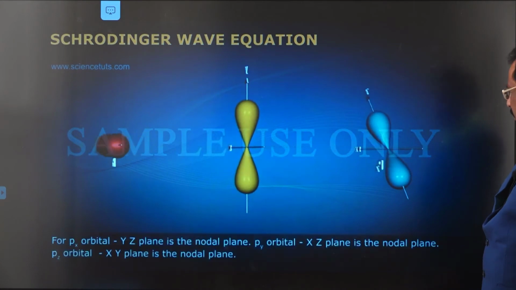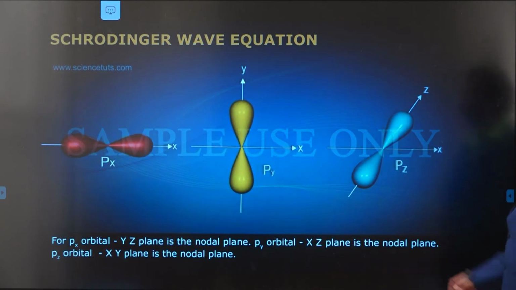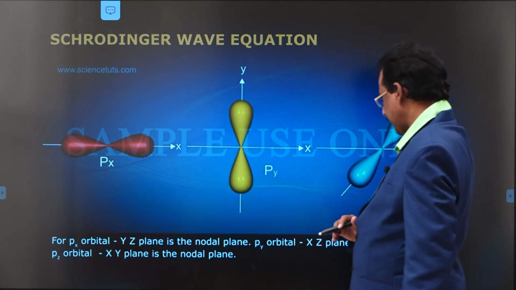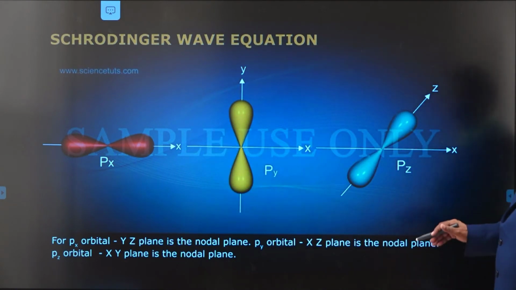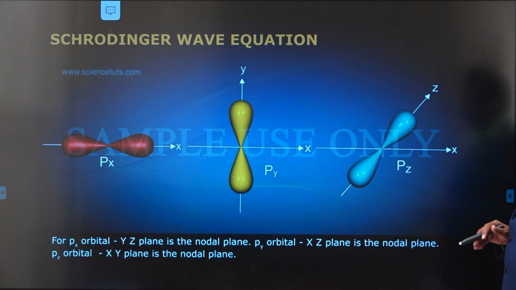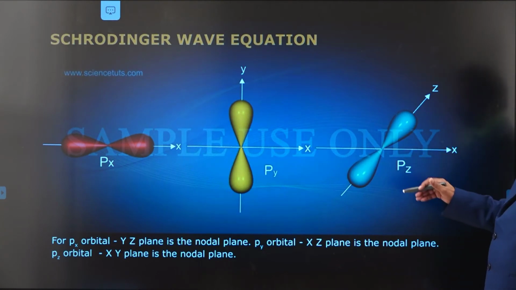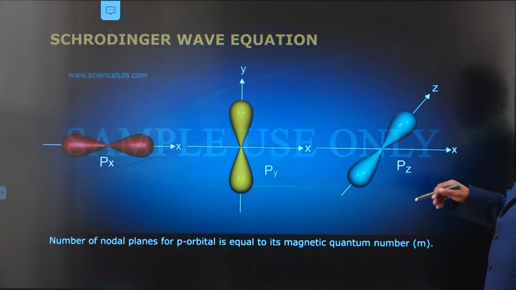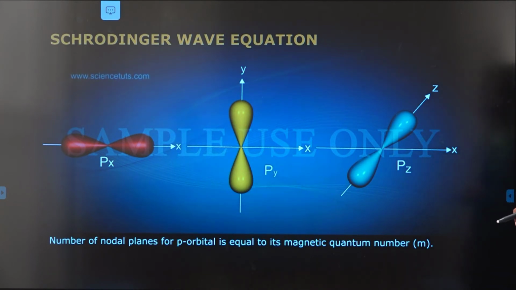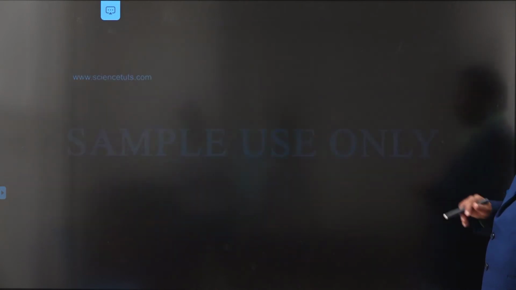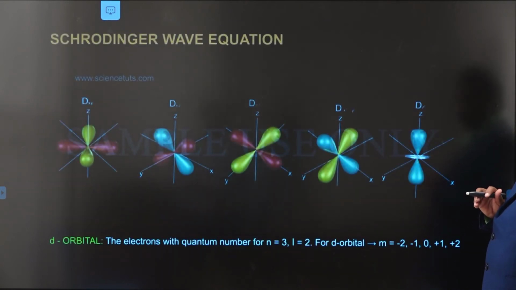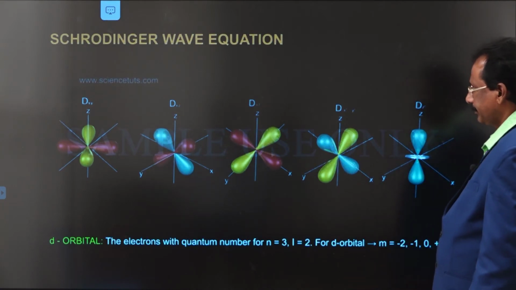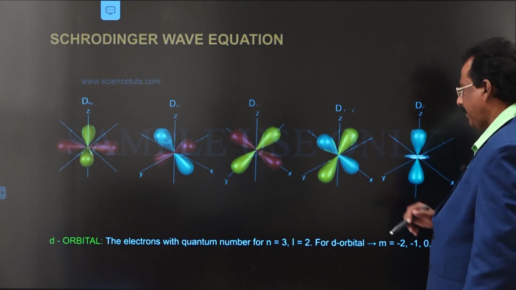This is the representation of nodal planes. For px orbital, yz is the nodal plane. For py orbital, xz is the nodal plane. Similarly, for pz orbital, xy is the nodal plane. Now, the formula to calculate the total number of nodes is equal to n minus 1.